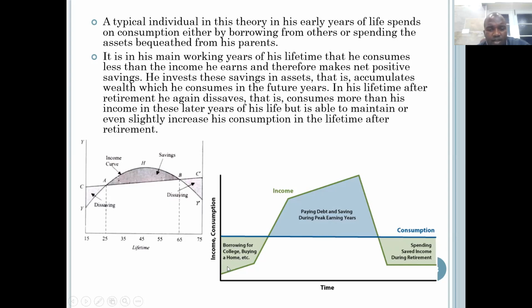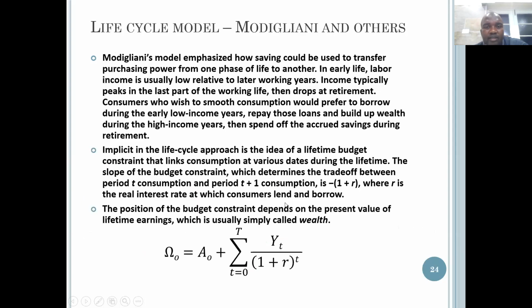Basically, there is borrowing for college, buying a home, etc., which means this person is engaged in net borrowing. And then when the person gets a job and gets promotions, they start to make a lot of money, they'll be saving, paying debt, and then saving for years of retirement. And then whatever was accumulated during the productive years of this person or household is later consumed during retirement. That is between 65 and 75 or whatever upper limit of age, depending on life expectancy.